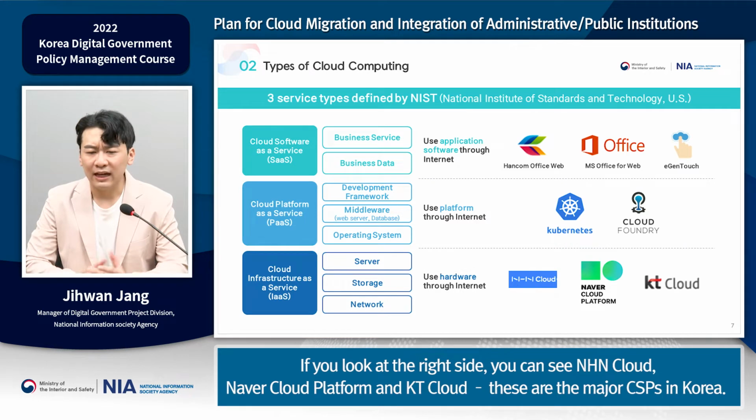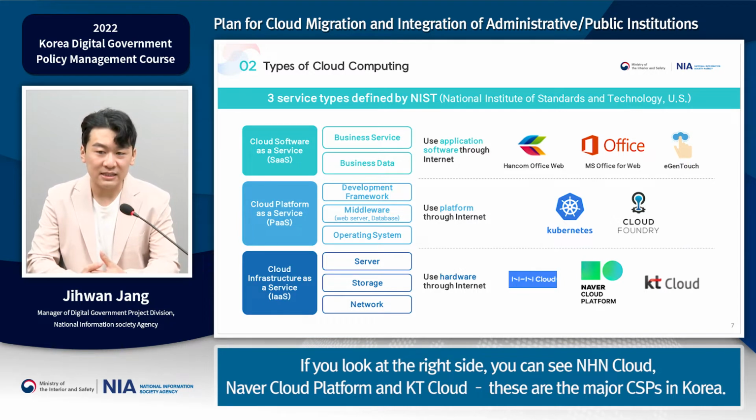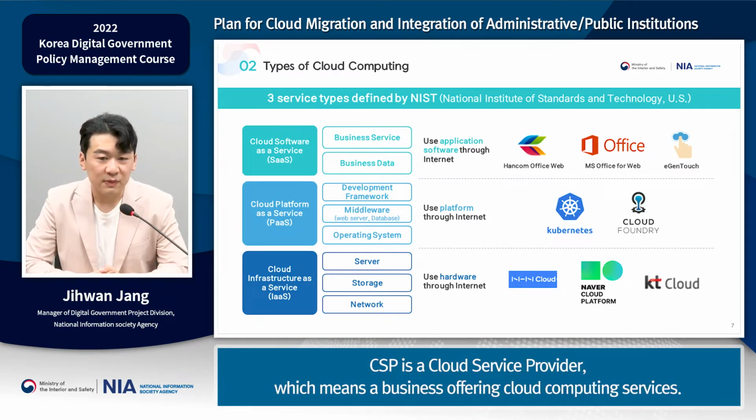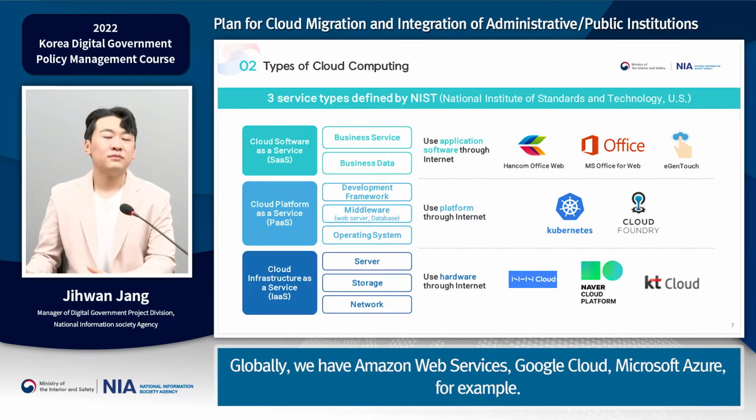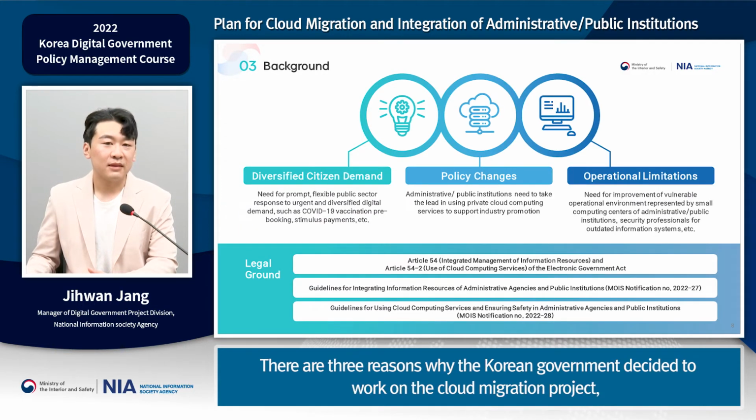If you look at the right side, you can see NHN Cloud, Naver Cloud Platform, and KT Cloud. These are the major CSPs in Korea. CSP is a cloud service provider, which means a business offering cloud computing services. Globally, we have Amazon Web Services and Google Cloud, Microsoft Azure, for example.